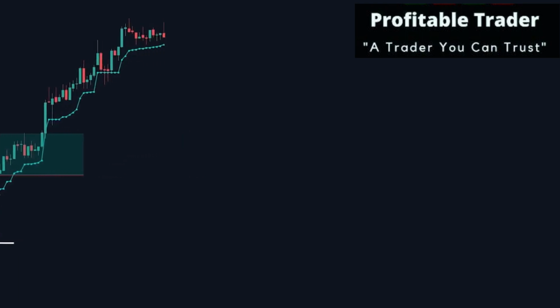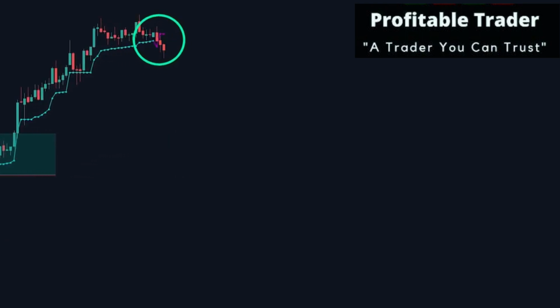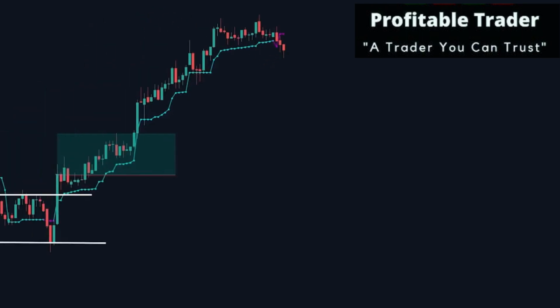chandelier indicator changes colors. So right here we would have sold the remaining of our position because the chandelier indicator changed colors. Notice all the extra profit we made by only selling half of our shares. If we would have sold all of our shares at the 1.5 profit mark, we would have missed out on a ton of upside. Let's see one more example.